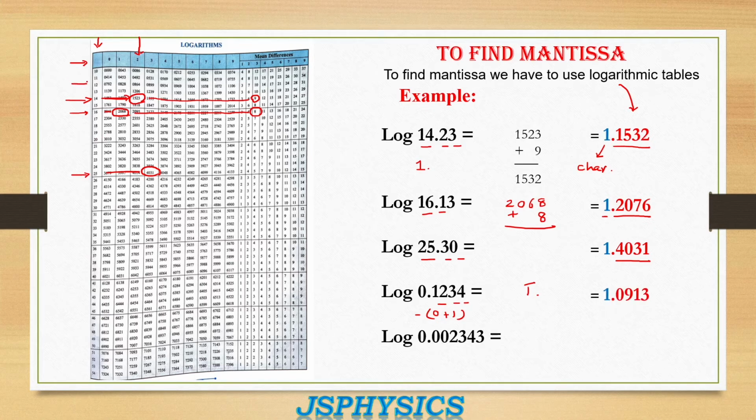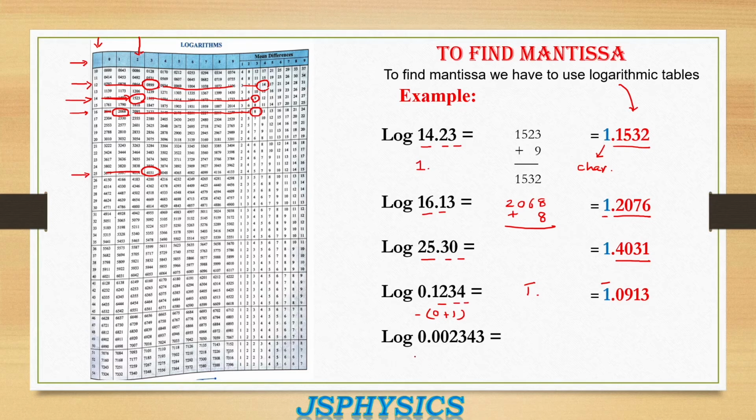So here in the row of 12 under the column of 3. So if I go here, this is 0899 and the mean difference of 4. So I'll move further 1, 2, 3 and 4. So we have to add 14 in this. When we add these two, we'll get the number 0.0913. And the characteristic is bar 1. So the answer of this log will be bar 1.0913. This is the log of 0.1234.